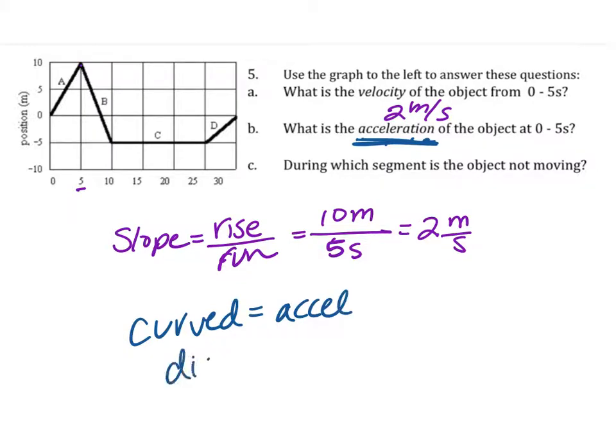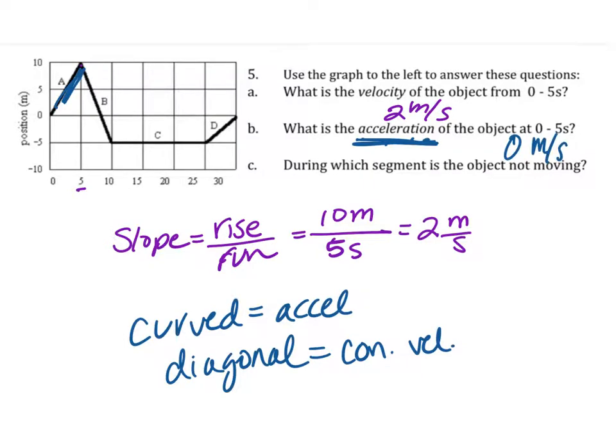So here we have a diagonal, which means we are at constant velocity. All right, so since we have a diagonal right here, we have 0 acceleration, or 0 meters per second squared, okay? So you're a smart person, you can say, hey, that's a diagonal line. A diagonal on a position graph means there's no acceleration, okay?